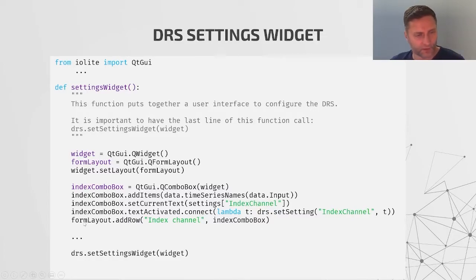And then the final thing we do is we add the control to the form layout by saying form layout.addRow, the label that we want to put next to this control, and the actual control itself. And we'd keep doing that for as many controls as we want to add. If you want to see some examples of this, please feel free to see the example DRSs on iolite's GitHub page. And the final thing we do is we call the drs.setSettingsWidget and pass it this widget that we've created that has all our controls that we've added in here, and that will then tell iolite which widget to use.